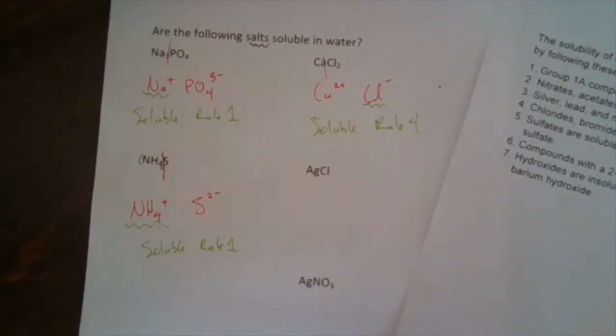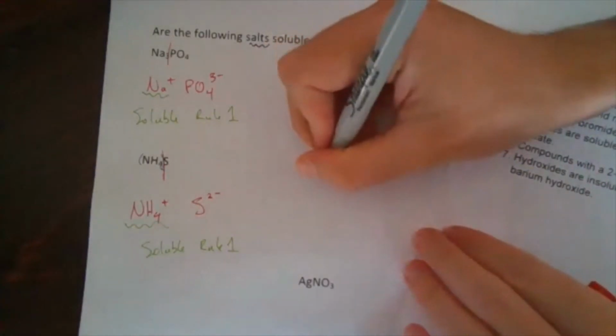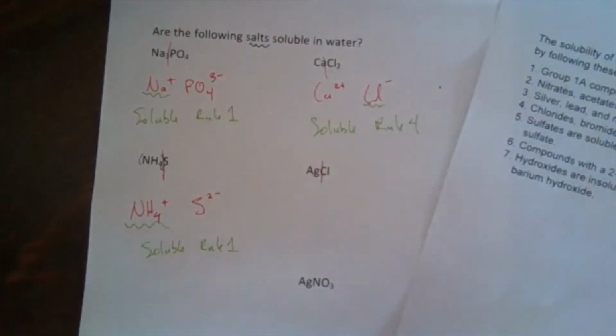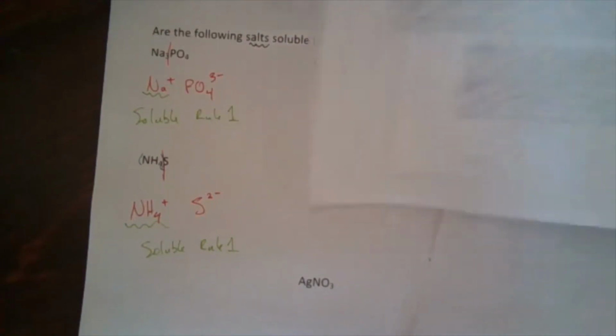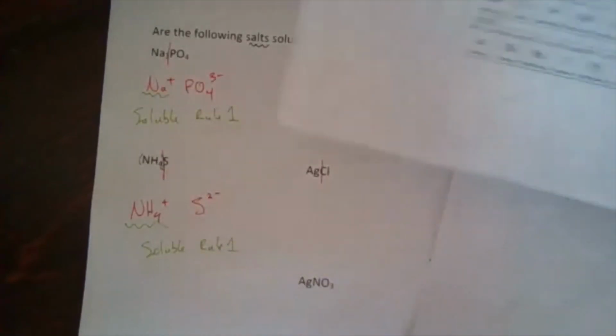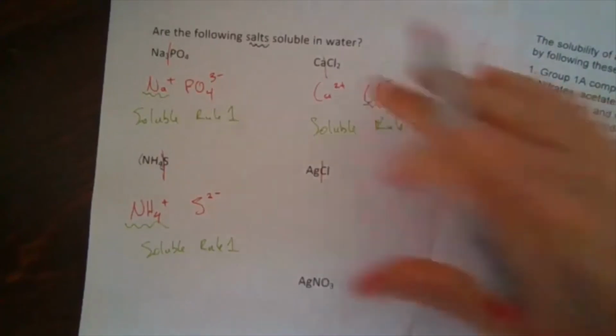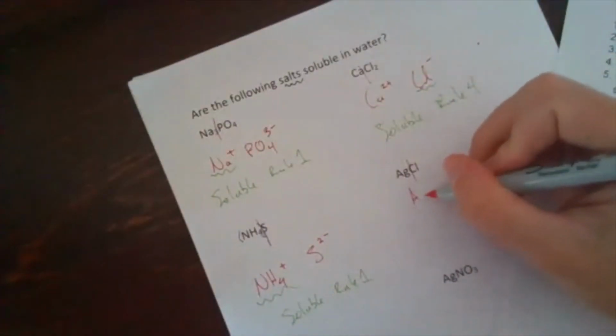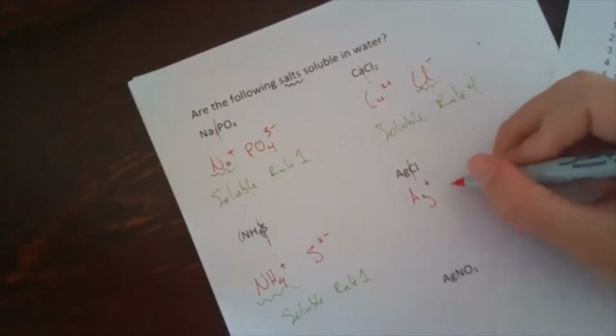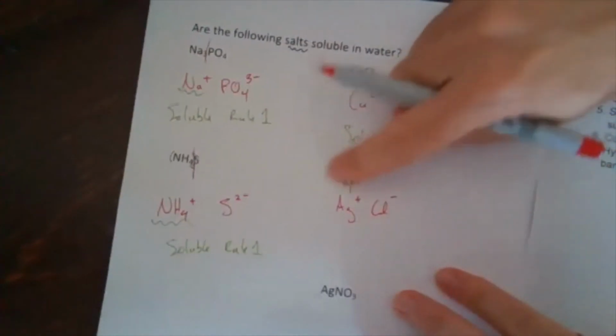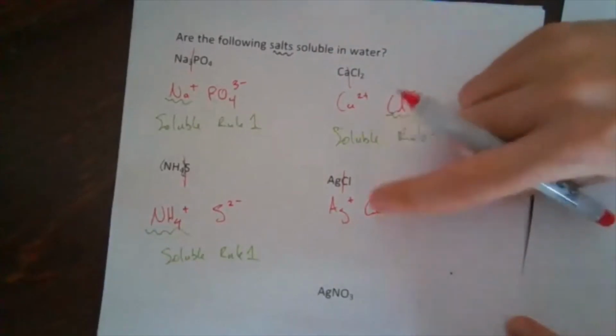Next, I have silver chloride. Okay, and so silver and chloride. Reminder, silver is a transition metal, so normally we would need a number, but silver, zinc, and aluminum are the exceptions. Silver is always Ag+. Cl is always minus. You can also figure it out because you know this compound has to be neutral.